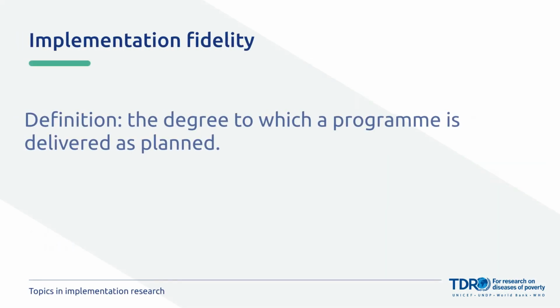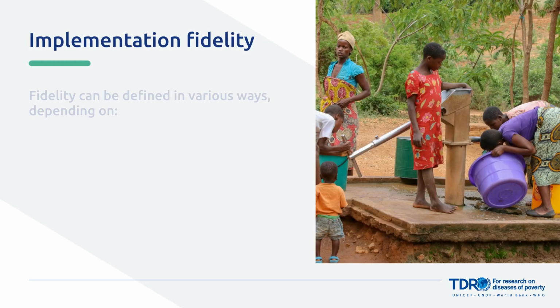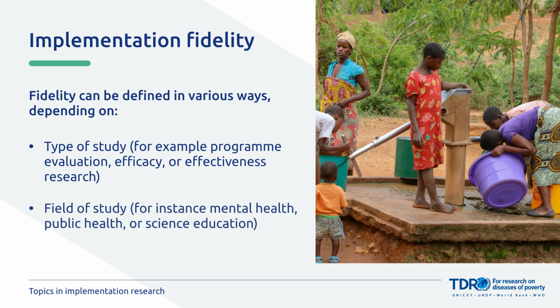Implementation fidelity refers to how closely a program is delivered according to its intended plan. Adherence is commonly utilized as a surrogate for implementation fidelity and is said to be essentially the bottom-line measurement of implementation fidelity. The concept of fidelity has been interpreted differently depending on the type of study, such as whether it falls under program evaluation, efficacy, or effectiveness research, as well as the specific field of study, be it mental health, public health, or science education.